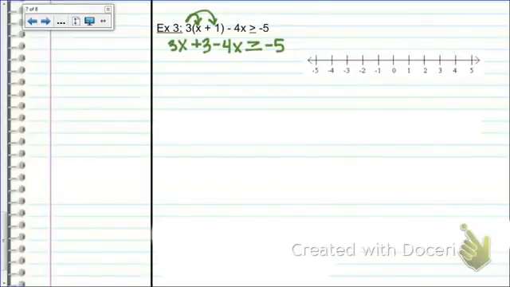So we distributed. What do you see we could do next? Kiki. Yes, let's combine like terms. Now, guys, here's where we need to make sure we're paying attention. What's 3x minus 4x? Good job. Negative 1x plus 3 greater than or equal to negative 5. If you wrote negative 1x like that, is that okay? Yeah, it's the same thing. And you know what? I'm actually going to leave it like that for right now, and you'll see why in a second. Next step. Brianna, what would you do next?